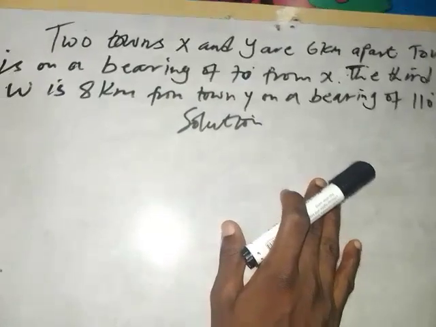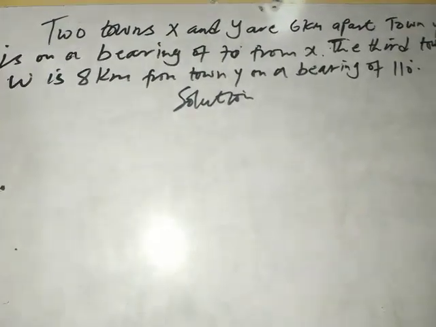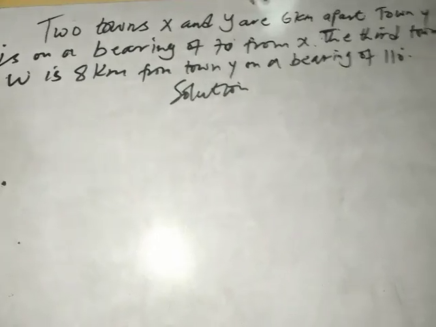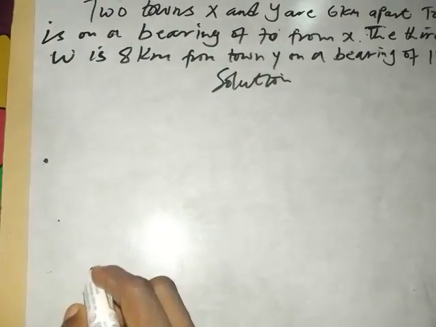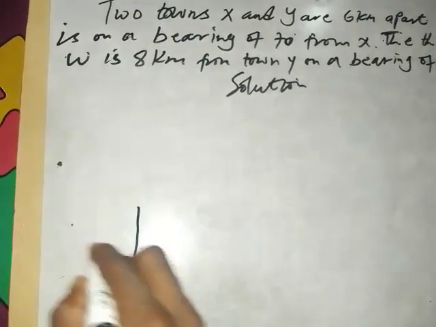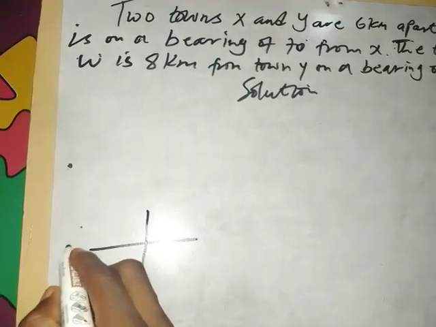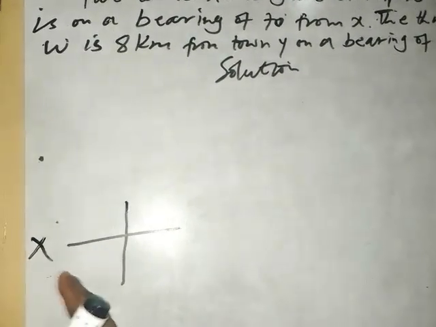Now two towns X and Y are 6 kilometers apart. Let's represent this first. You draw the 4 cardinal points. I told you earlier. Let me say this is my town X. I draw something like this. I can call this my town X.